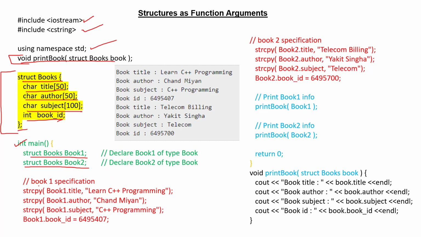Similar to the previous problem, we are adding the values to the program. So the book one specification: strcpy book one title, Learn C++ Programming; strcpy book one author, Chanmian; and the book ID. I'm not going into detail because we already learned this in the previous problem. Similarly, we have book 2 title, telecom billing, Active SIM card, telecom, and 6495700. Okay, till now it's clear.